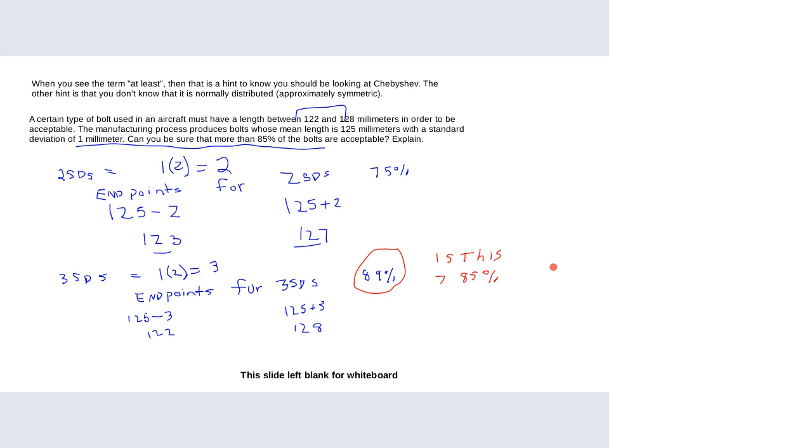And really, the reason that we know that we're fooling with Chebyshev here is because there's no mention of normal distribution. So we're going to be less accurate than if we knew that it was normally distributed and we could go to the empirical rule. But it's not going to change anything except the percentage. So you've got to be able to know those percentages, and you know how to get them. You got to have some kind of way.